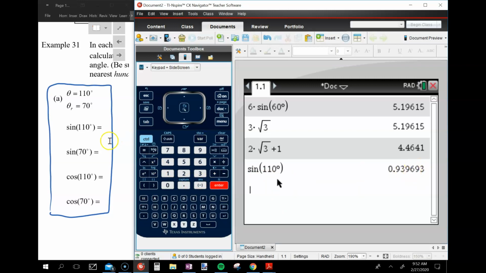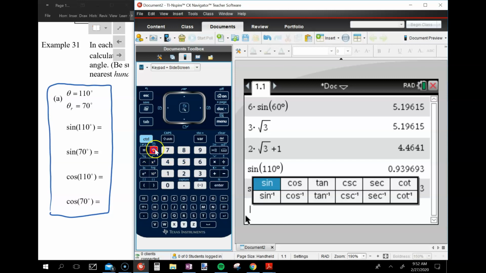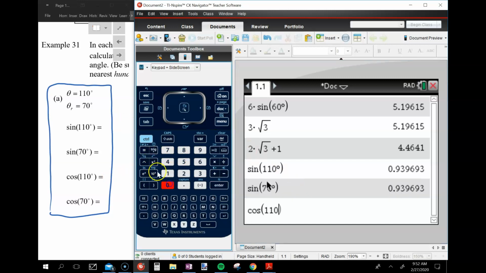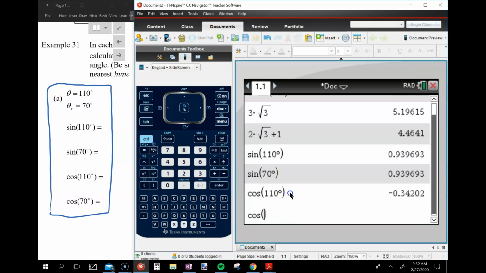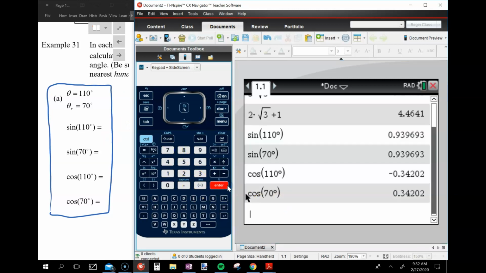All right, so I get this, right? Sine of 70 degrees. And I get this. What? Same answer? Okay. Cosine of 110. And cosine of 70 degrees. What do you notice here? Well, these two answers gave me the same thing. These two gave me things that are really, really close to one another, except one's positive and one's negative.